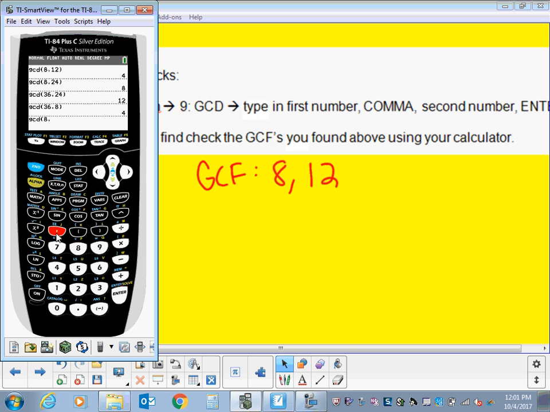8, comma 24. Oh wait, I did do that. I did them all then, right? Alright, so my lowest number here is 4. So if you have three numbers, you take all three of them, just do 2 at a time. You pick out the lowest one. That's your answer. Okay? We'll get more practice with that as we go on.